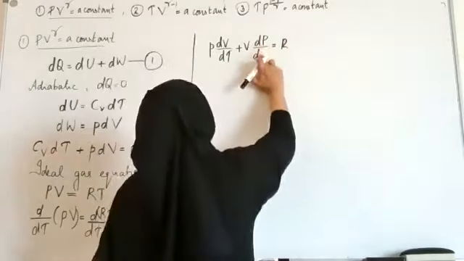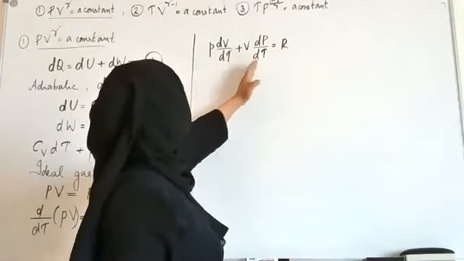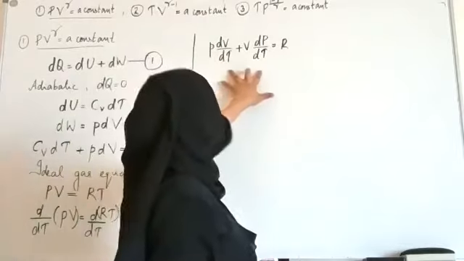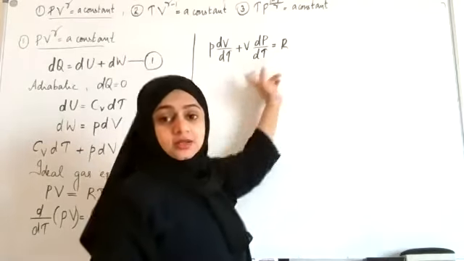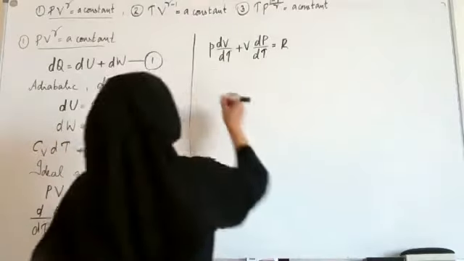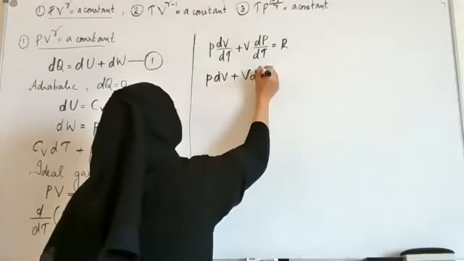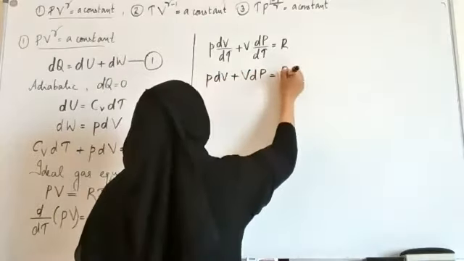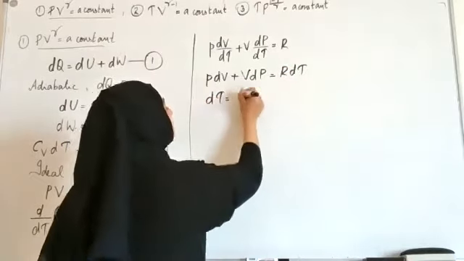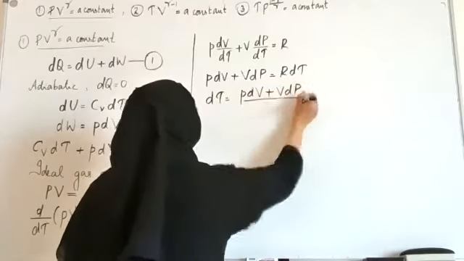Now, not small t, I'm sorry, it should be capital T. Now, both terms have dT, so we want to get an expression for dT as well. So I'm going to take dT to the other side. This will become PdV plus VdP is equal to R dT. So dT is equal to PdV plus VdP divided by R.